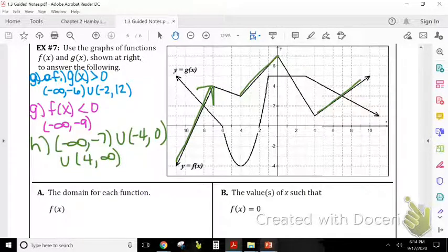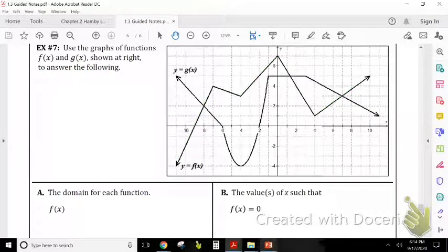I wants to know the values of x such that g of x is constant. Remember, constant means it's not changing. So we're going to find that g of x where it's constant. And we can see that's from here to here, which is what, -1 to 3? J says the values of x such that g of x decreases. It decreases, that means it's going down. So we're looking for where g of x is going to decrease.